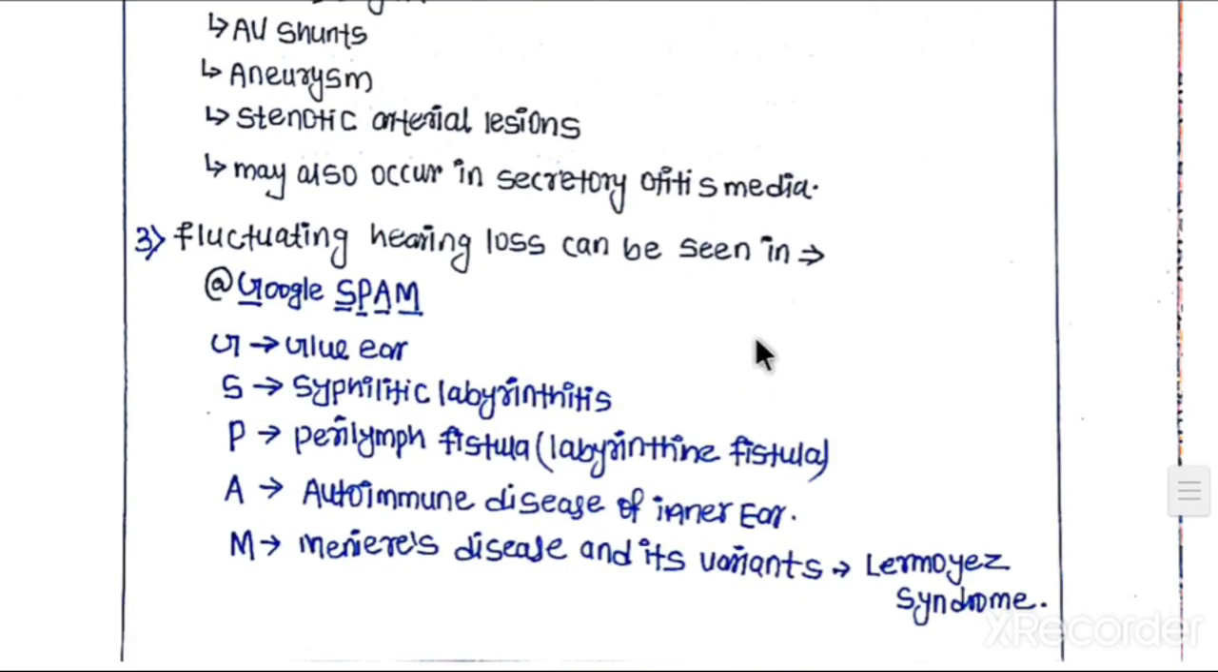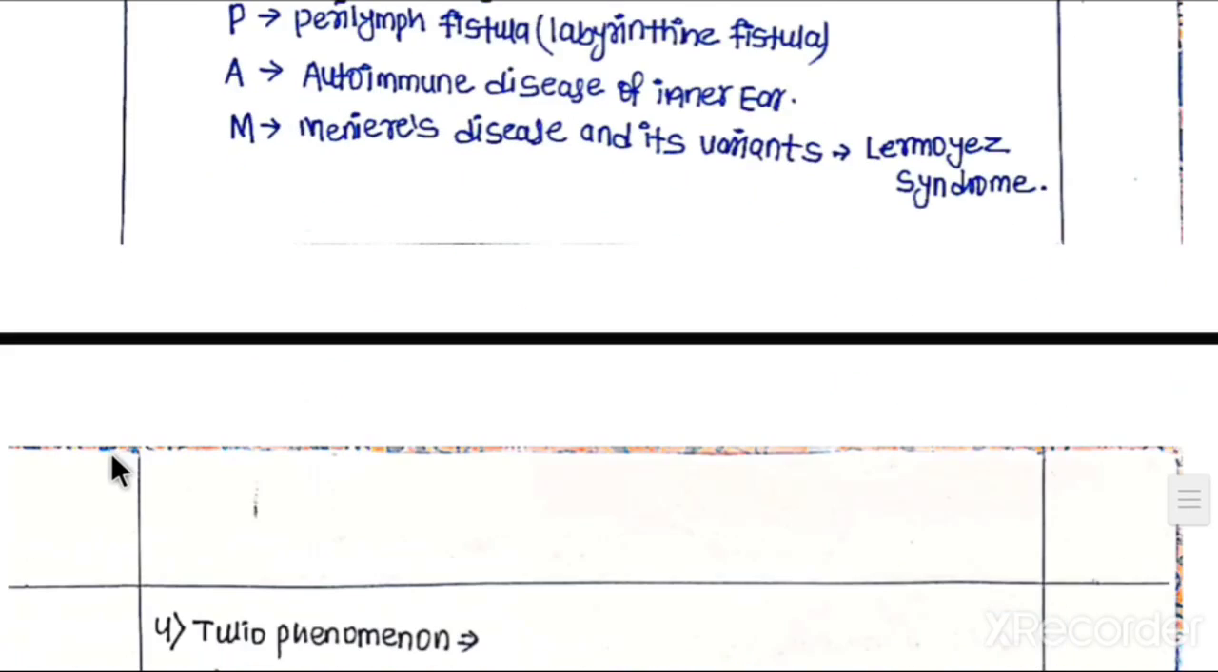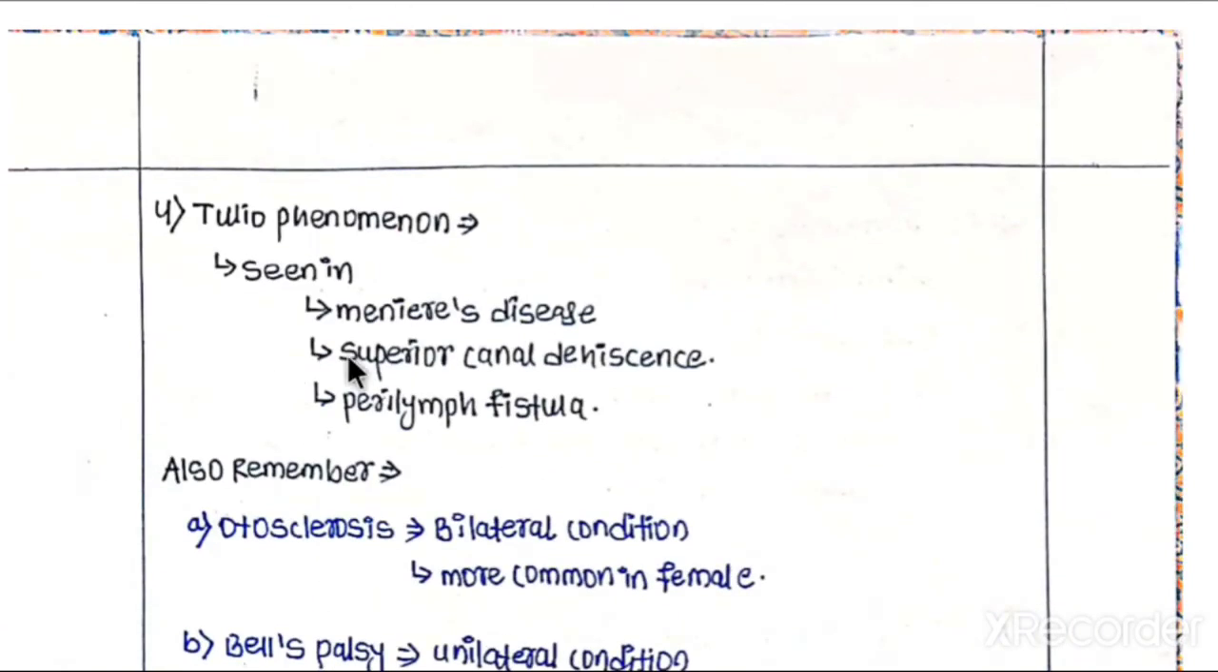Fluctuating hearing loss can also be seen in, this is the mnemonic GGSPAM: G for glue ear, G for glue ear, S for syphilitic labyrinthitis, P for perilymph fistula, A for autoimmune disease of inner ear, M for Meniere disease and its variant like Lermoyez syndrome. These are the diseases where fluctuating hearing loss can be seen. Now, Tullio phenomenon can be seen in Meniere's disease, superior canal dehiscence, perilymph fistula.